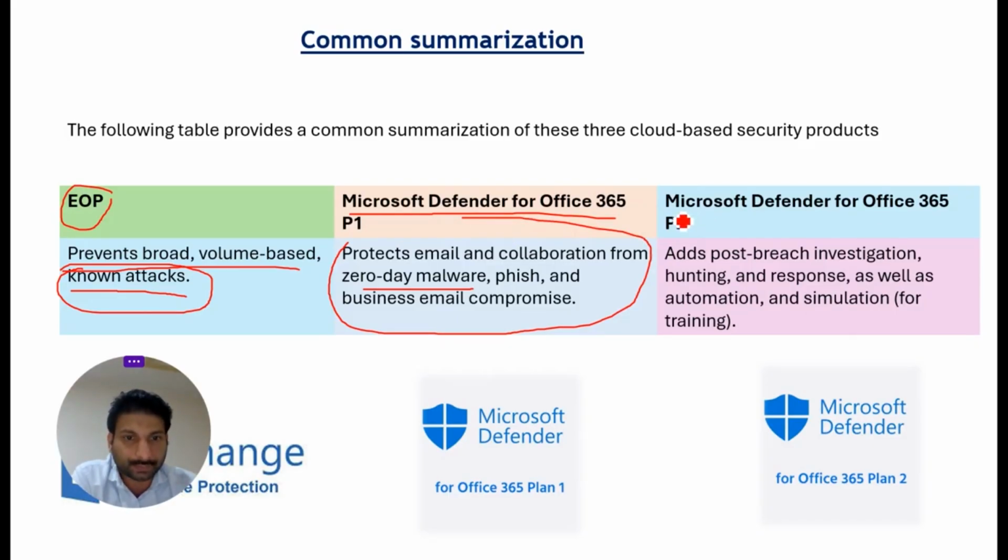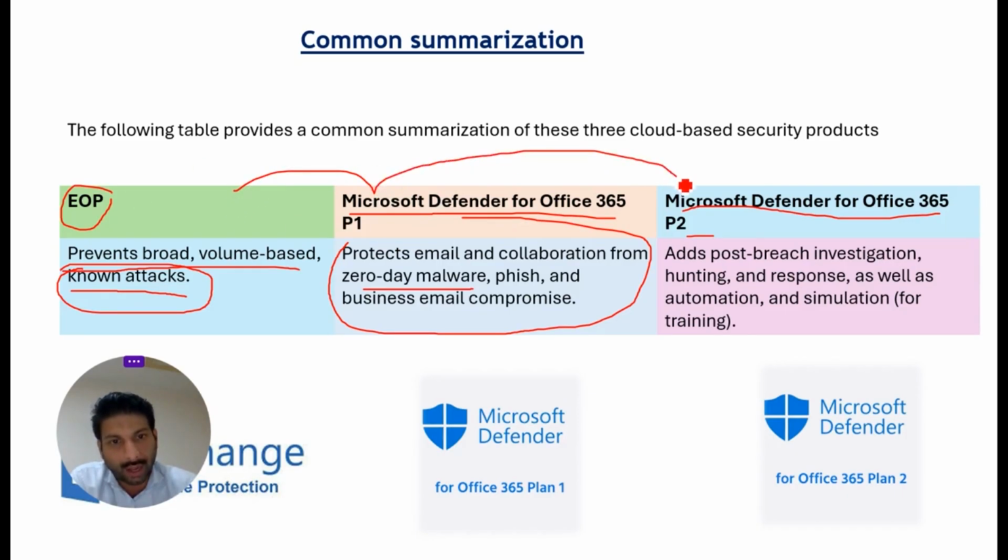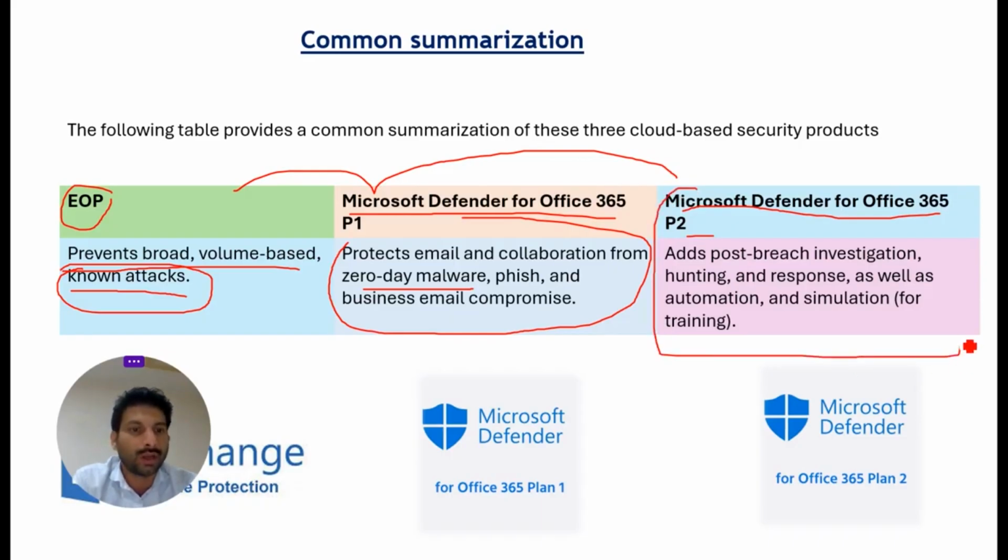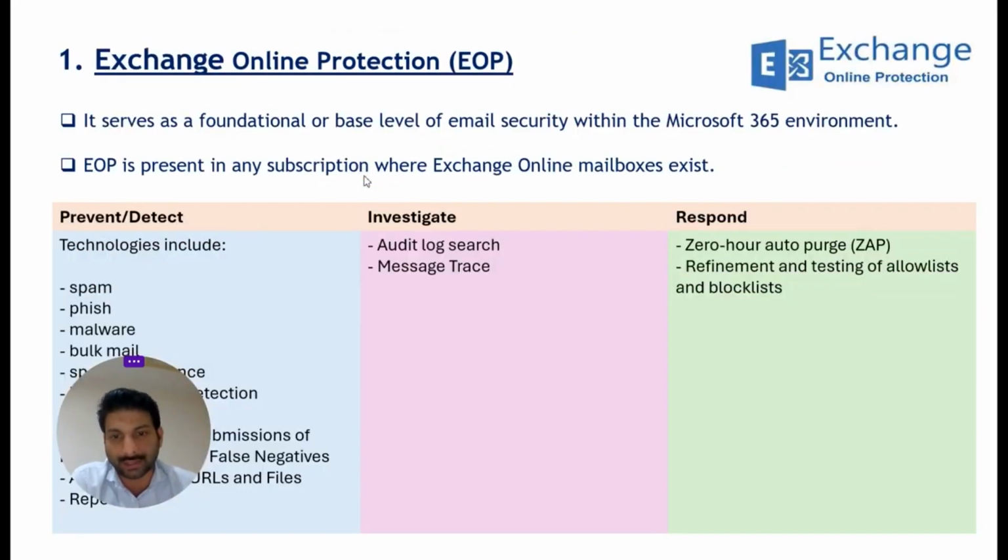When we move to Microsoft Defender for Office 365 Plan 2, it provides Exchange Online Protection plus the Defender for Office 365 Plan 1 part. Both of these we will get. In addition to that, it adds post-breach investigation, hunting and response, as well as automation and simulation for training. So this is the additional thing that we get in Defender for Office 365 Plan 2. This is a brief summarization. We will see it in detail right now.